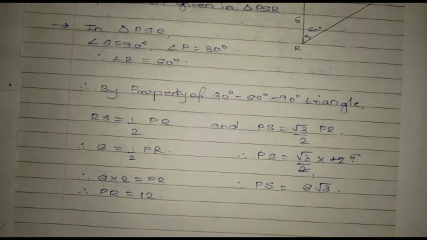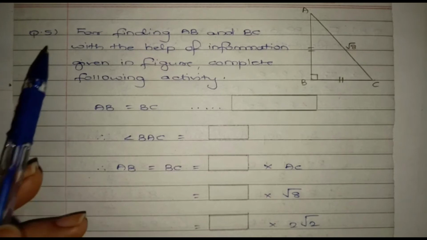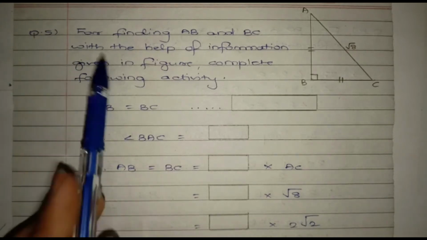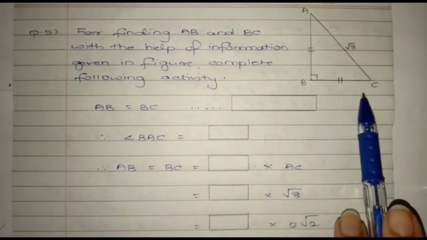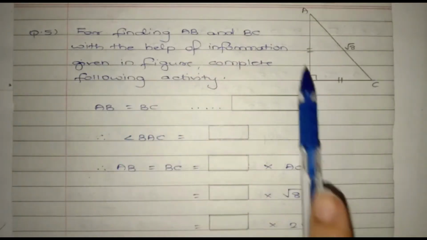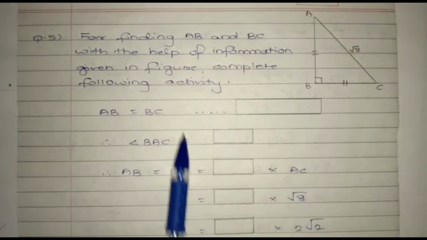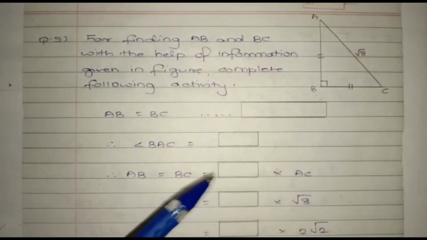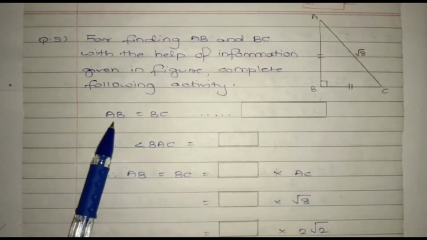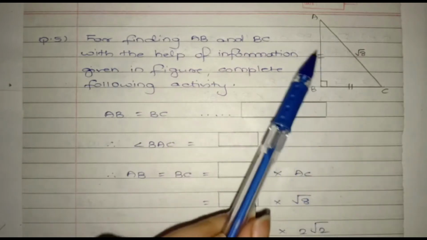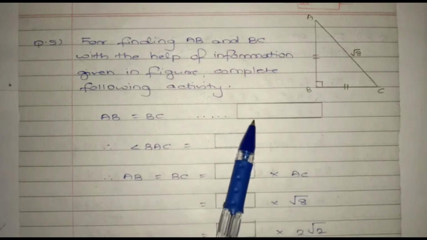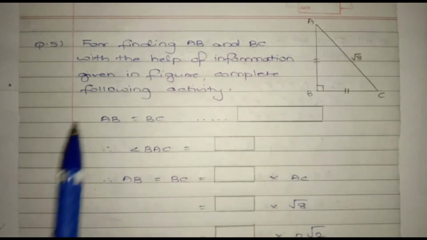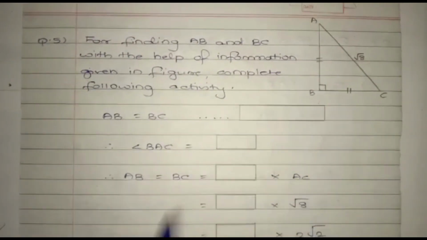Okay, now we'll start with the fifth question. Now in this fifth question of practice set 2.1, it is given that for finding AB and BC with the help of the given information in the figure, complete the following activity. We have to fill in the blanks. Okay, so let us start. AB is equal to BC. Here in this diagram we can see AB is equal to BC is given. So in this blank we'll write given.